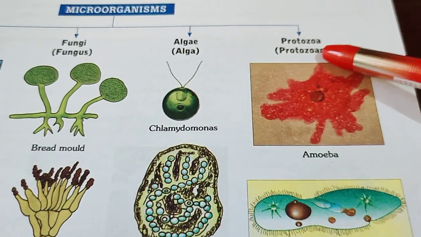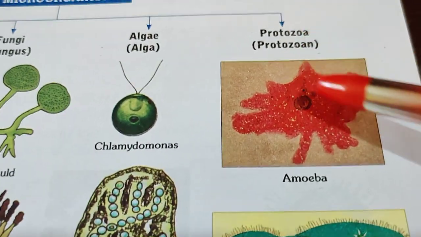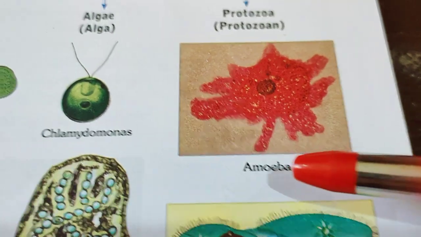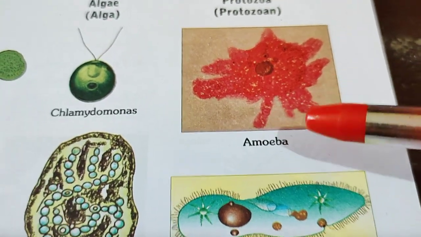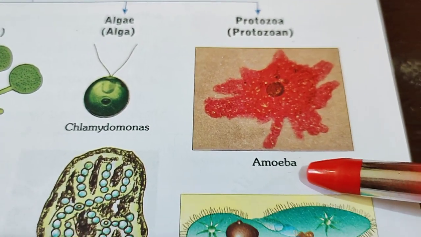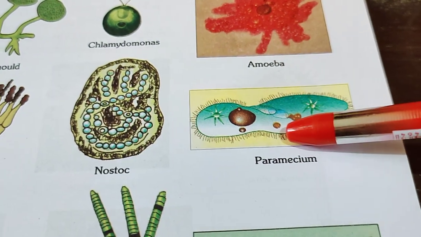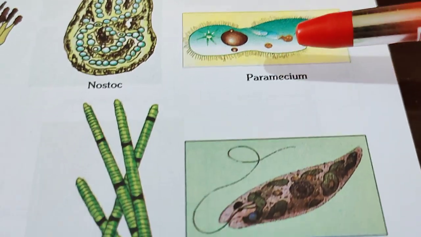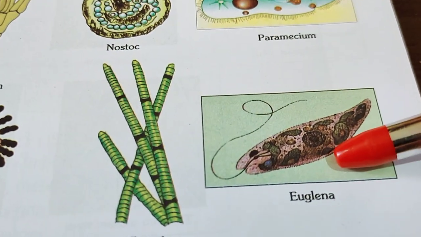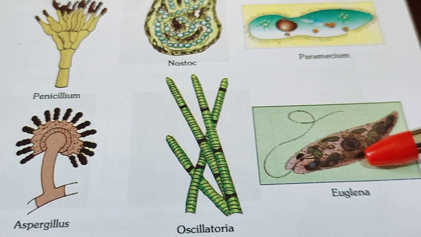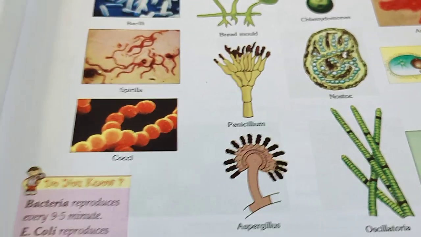Last type of microorganism, protozoa. Yes, we are very much familiar with the first one, that is amoeba, unicellular protozoa. Second, paramecium. Third, euglena. So I guess these pictures are very much clear to you.